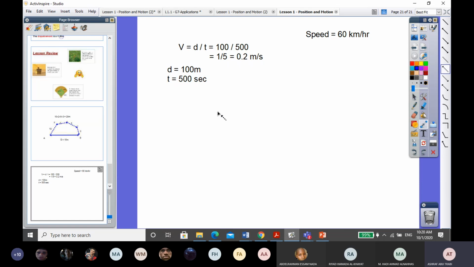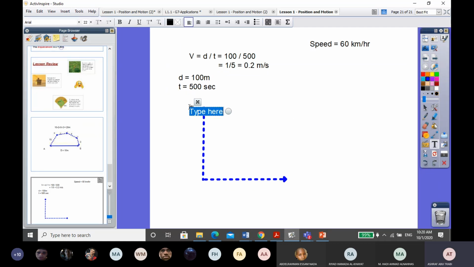So if I want to draw the graph here, guys, I will draw it in this way. This is the distance, per time. Always, guys, this is the way I can draw my graph. This is the time.